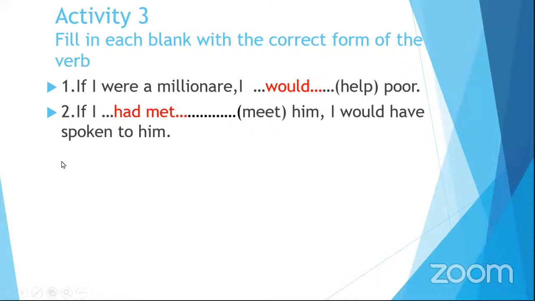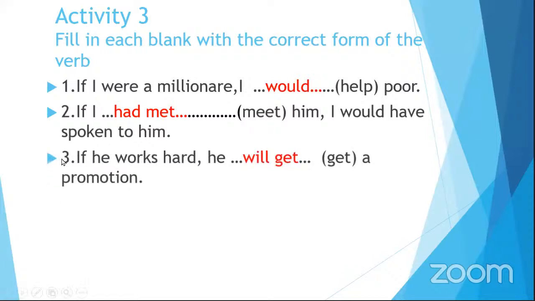I believe you are right in this. Third one. If he works hard, he will get a good promotion. This is type 1 conditional clause. Look at the verb there. Present simple verb in the if clause. If he works hard, he will get a promotion. So if he works hard, what will happen? He will get a promotion.